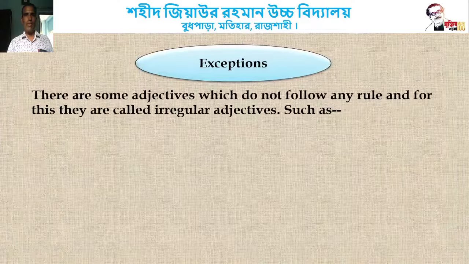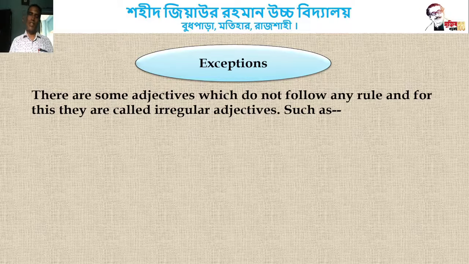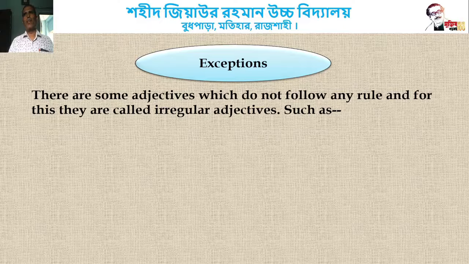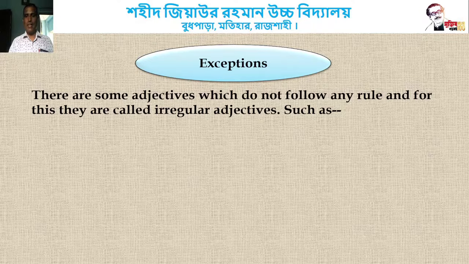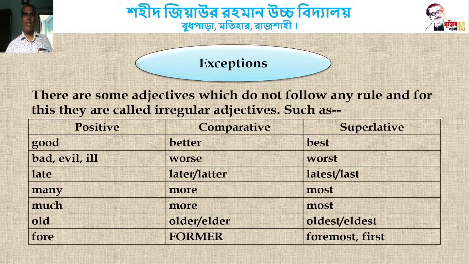Now, exception. There are some adjectives which do not follow any rule, and for this they are called irregular adjectives. Dear student, there are more words that do not take any rules of forming comparative degree or superlative degree. These are called irregular adjectives, such as, follow me, my dear student, good, better, best. Do you think that this word takes any rules?